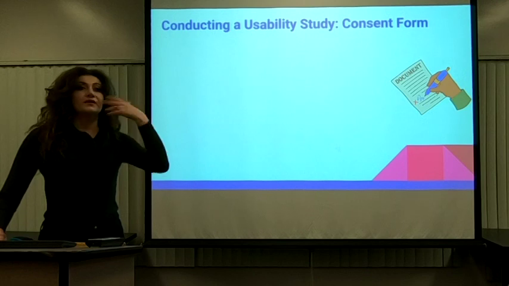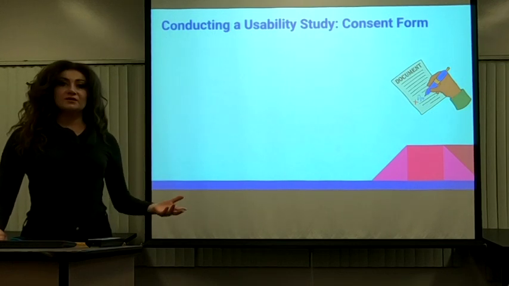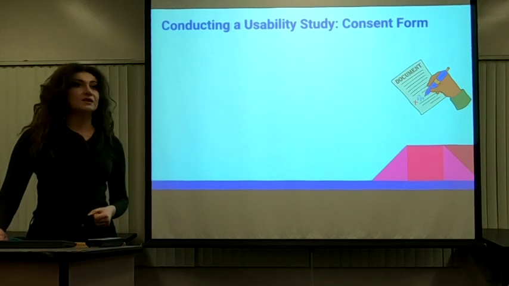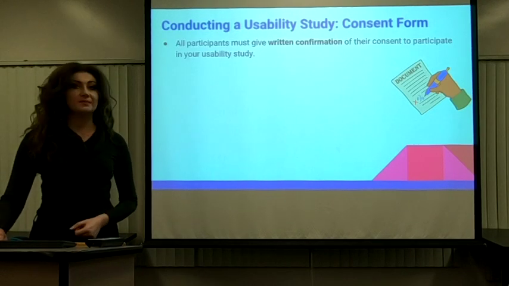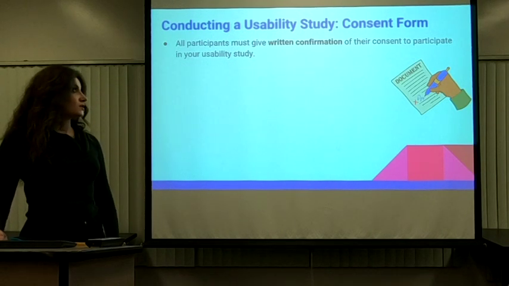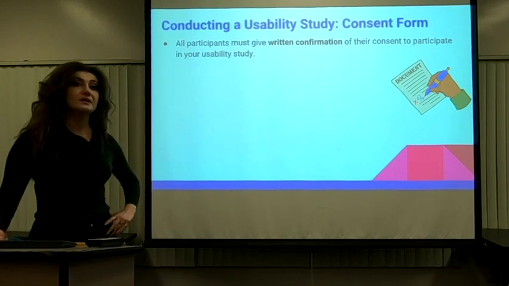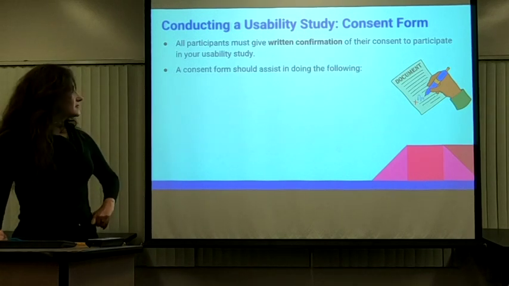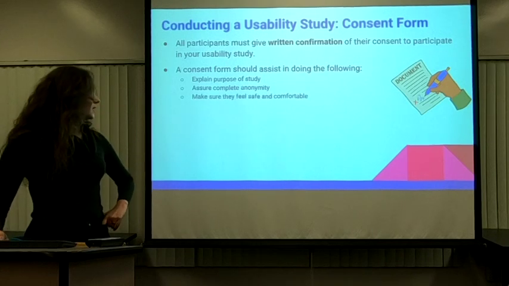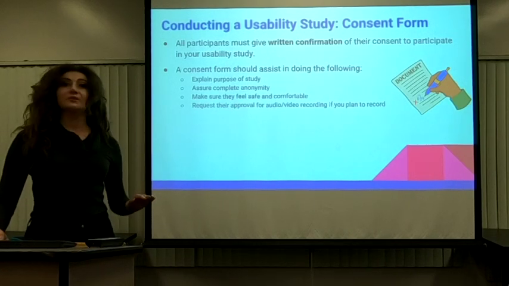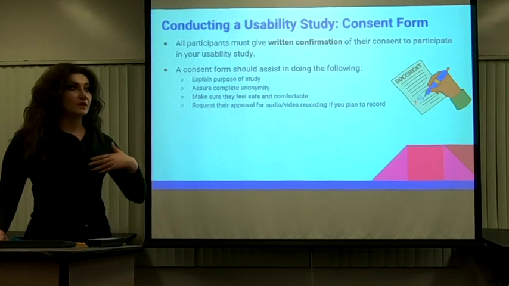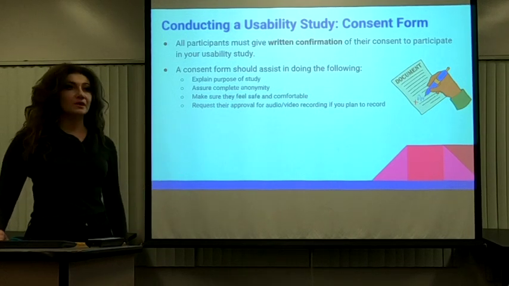So, you've created your script, you've sent it to your stakeholders, they've approved it, and now it's testing day. So the very first thing that you need to do is have the participants sign a consent form. All participants should give written communication of their consent to participate in your usability study. A consent form should assist in doing the following: explain the purpose of the study, assure complete anonymity, which means no names, phone numbers, addresses, any sort of information that will allow them to be traceable will ever be recorded.